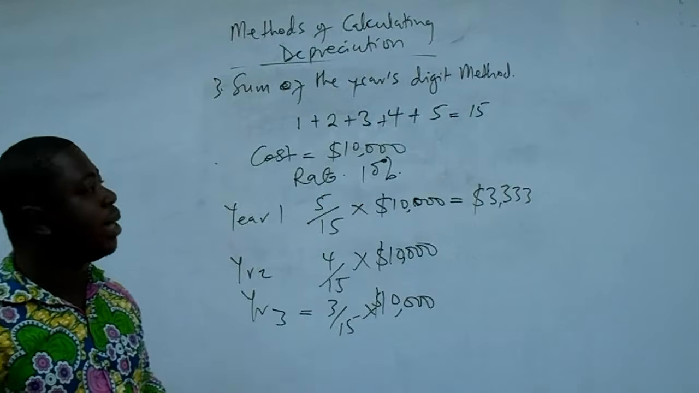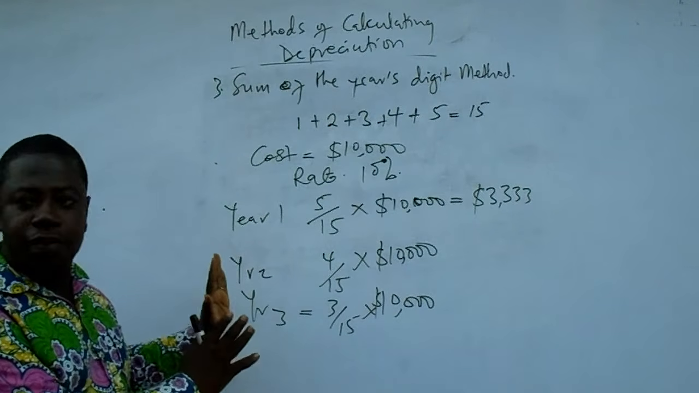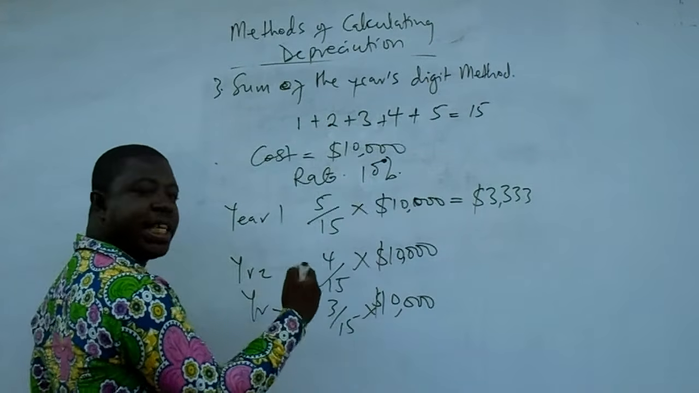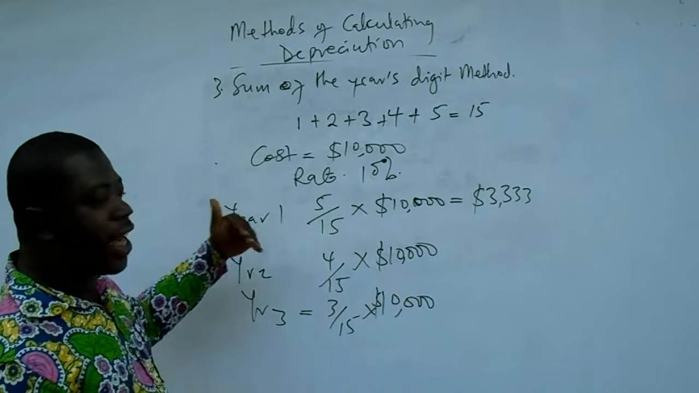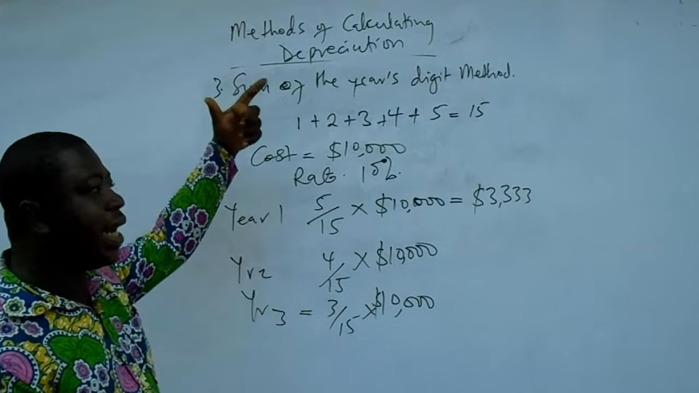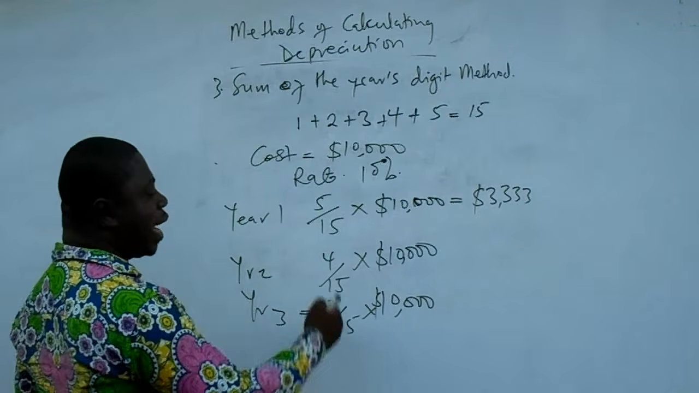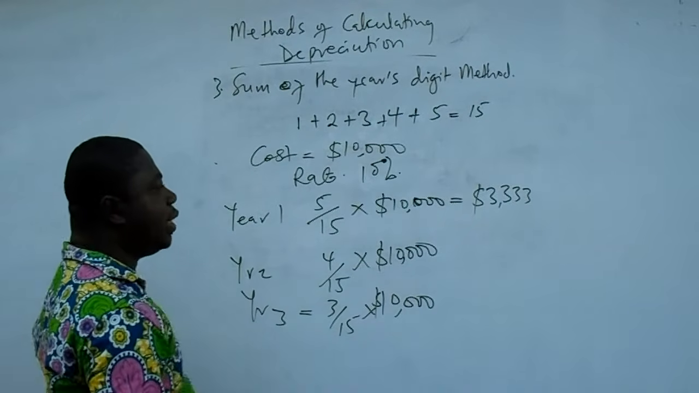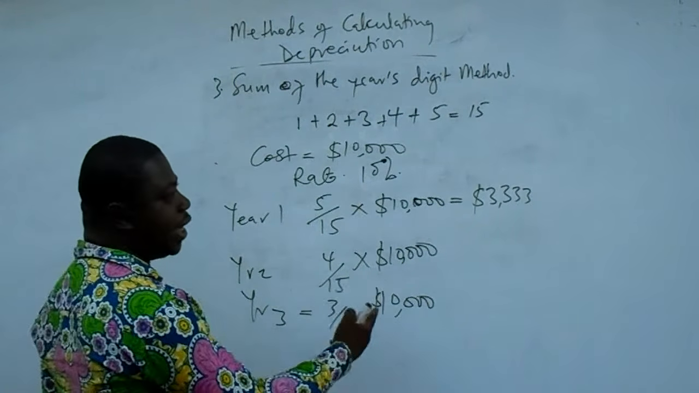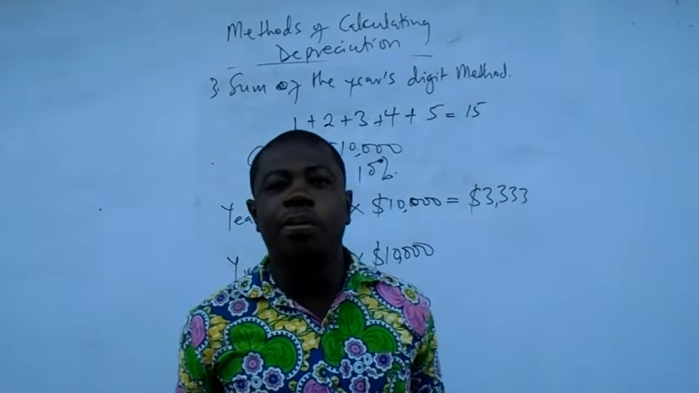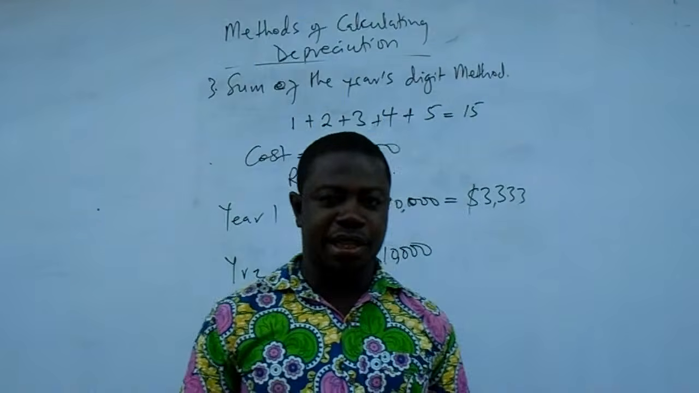And so, ladies and gentlemen, this is how the sum of the years digit method is also applied. We use a digit to represent each year, and usually the first years are represented by the larger digits, and it descends in that order. And then we multiply each fraction by the cost involved, and that gives us the annual depreciation charge. And so this is how we go by the sum of the years digit method.